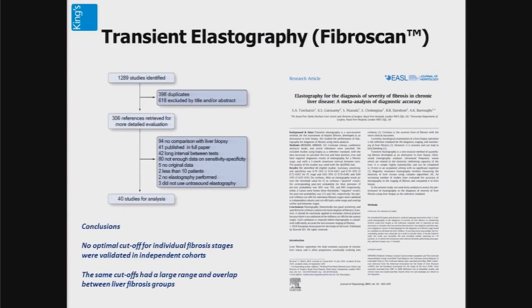A meta-analysis of all these studies showed that there is no optimal cutoff for individual levels of fibrosis, and there was a large range of measurements.